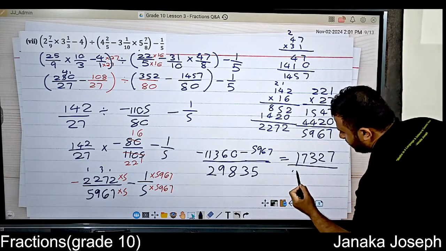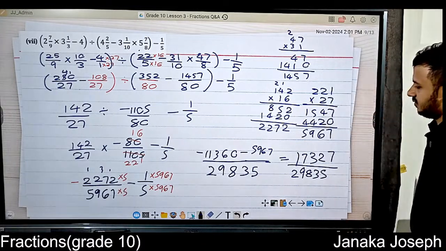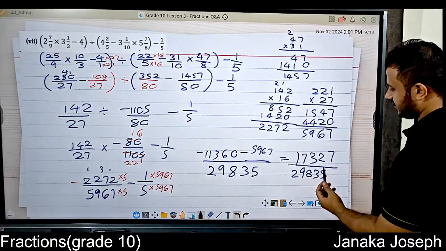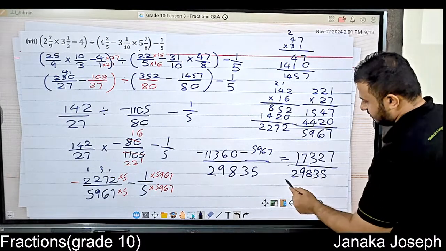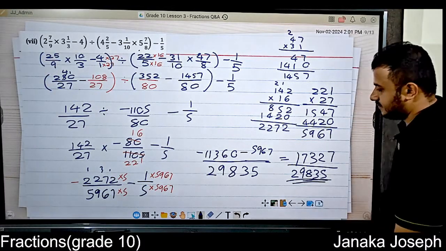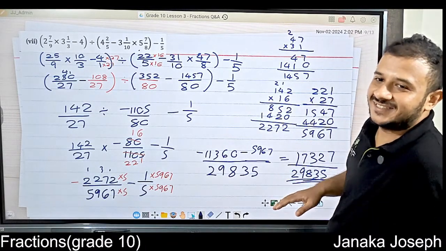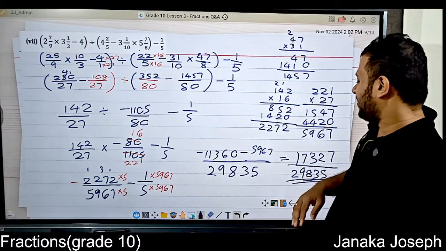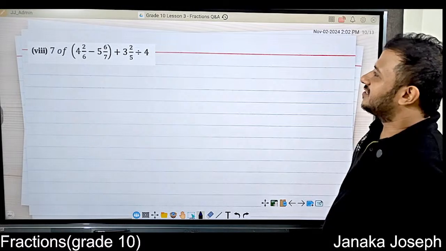Over 29835. Yeah, that's a proper fraction. I don't think there's any more simplifications here. So that is our answer. Yep. So this is the worst or the hardest type of questions which can turn up to us.